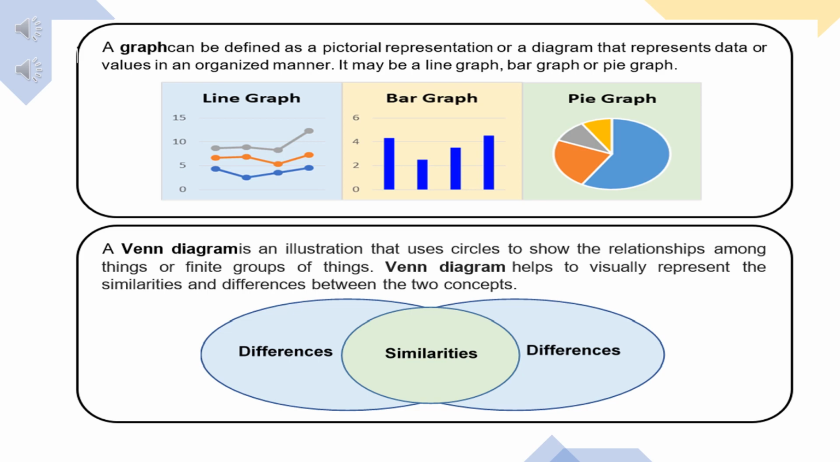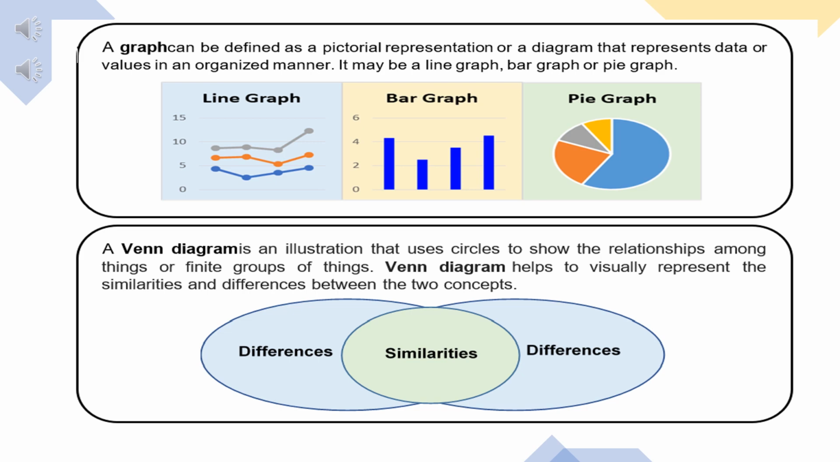Number three, graph. A graph can be defined as a pictorial representation or a diagram that represents data or values in an organized manner. It may be a line graph, a bar graph, or pie graph, just like what is shown on the image. So the line graph is done that way, then the bar graph and pie graph. Usually you deal with a pie graph when you were in elementary or even in grade 7 or grade 8, you were asked to make use of a pie graph dealing with how you allocate your time within the day or the budget of the family or other subjects or topics.